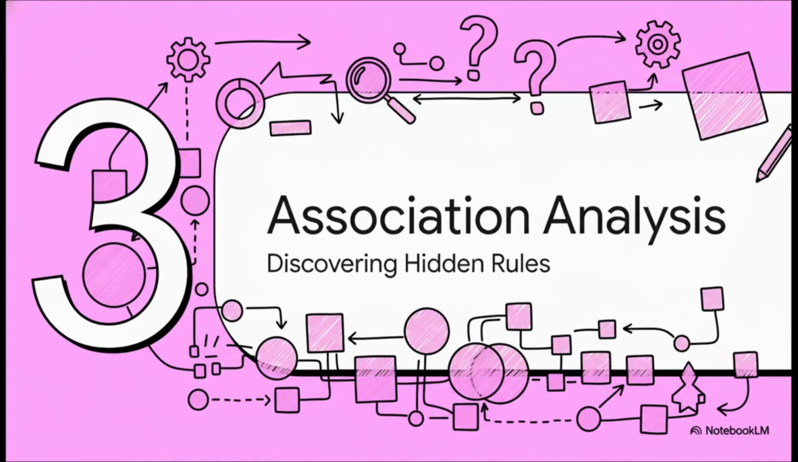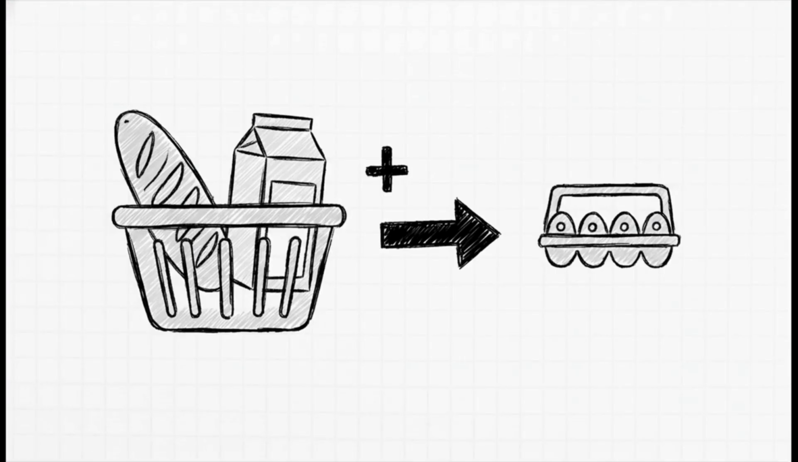Okay, now for the second mission, association analysis. This isn't about grouping things together. It's about finding interesting relationships between them. It's all about uncovering those hidden rules that connect different items in your data. The classic example is something called market basket analysis. This is where retailers analyze shopping carts to find rules just like this one. People who buy bread and milk are also pretty likely to buy eggs. A simple rule like that can be incredibly powerful for stuff like store layouts and promotions.